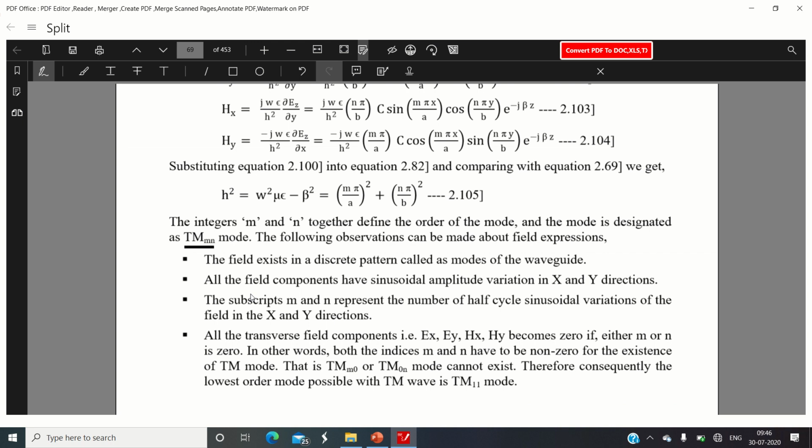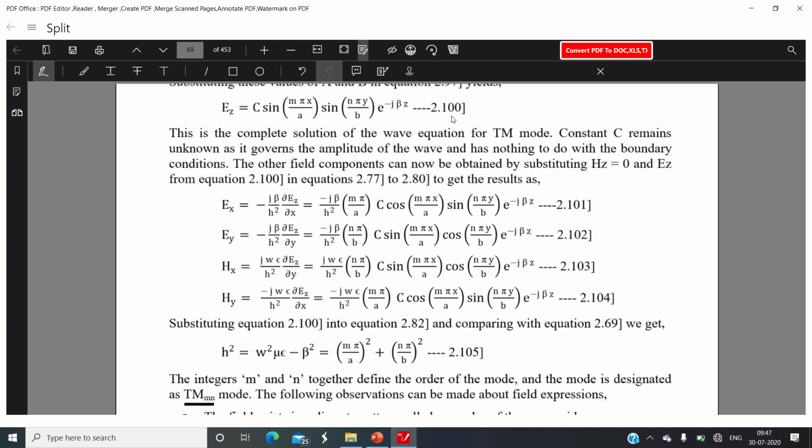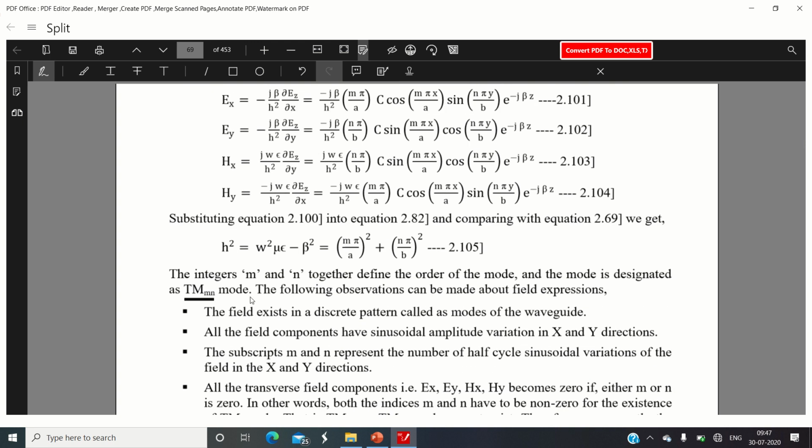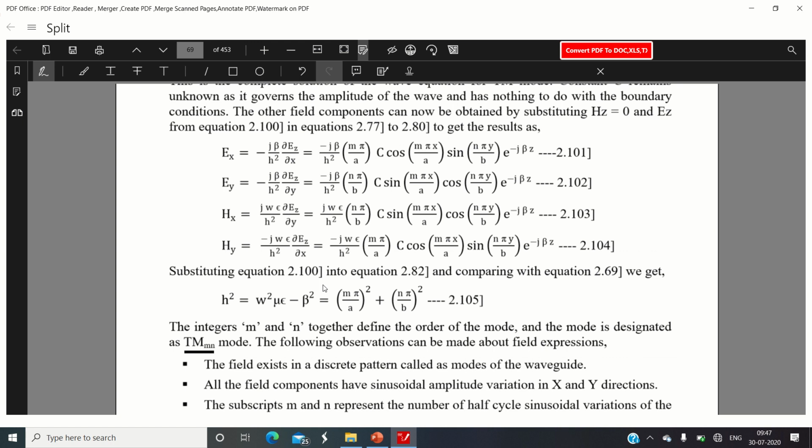Today we are going to see the details of these modes and the significance of these modes. If we observe these equations carefully, equations 2.100 to 2.104, the important observations are as follows. The field is going to exist in a discrete pattern, and the pattern in which the field exists we call a mode. So the simple definition of a mode is the specific pattern in which the field exists inside a given rectangular waveguide. That particular pattern of the field we call a mode.